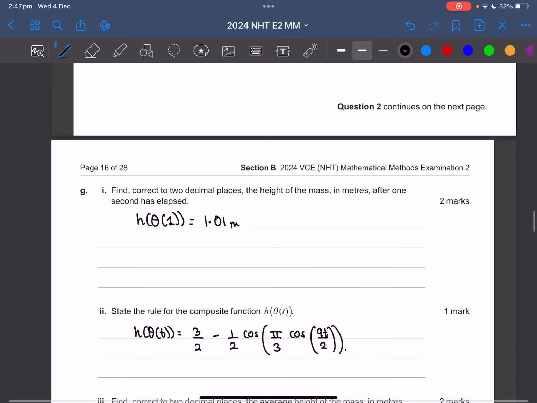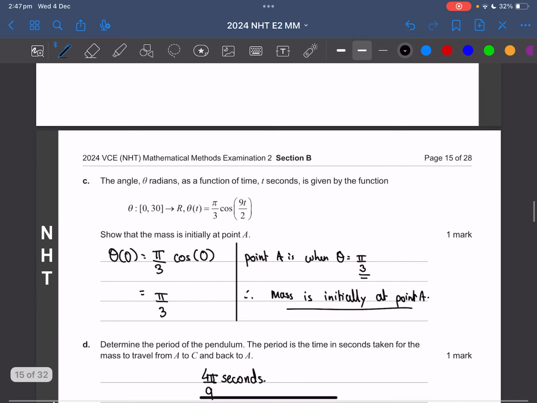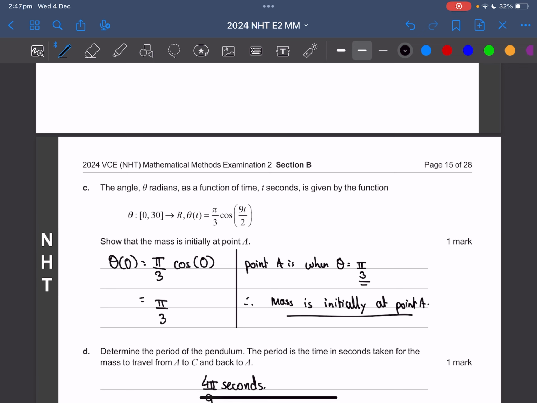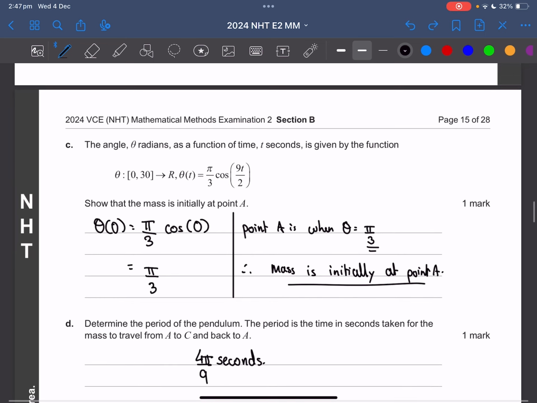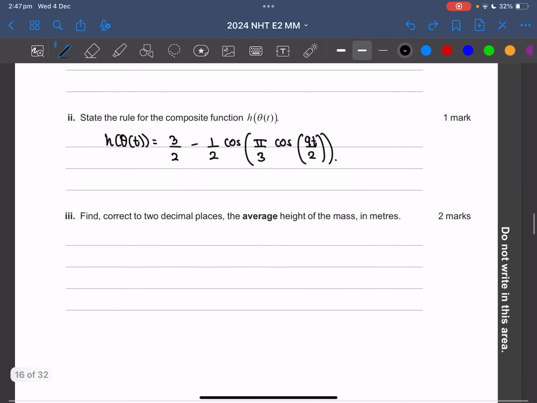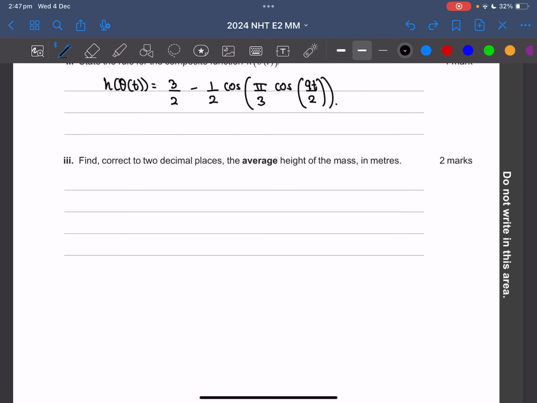Find, correct to 2 decimal places, the average height of the mass in meters. In that case, we are given the 2 bounds, which are 0 to 30. And we know that to find the average value, we have the formula that average value is equal to 1 on b minus a, integral from a to b of f of x dx.